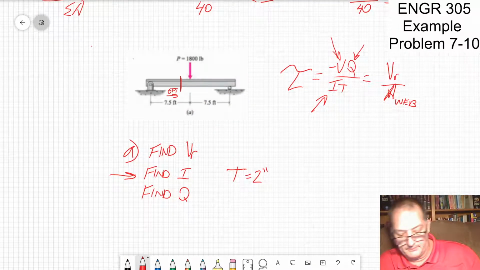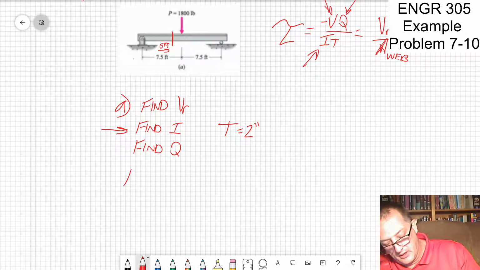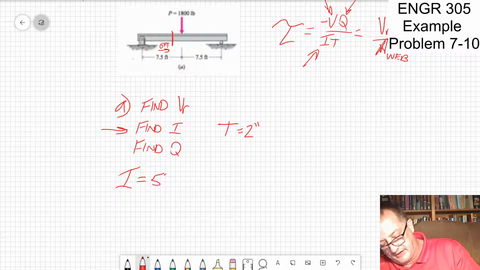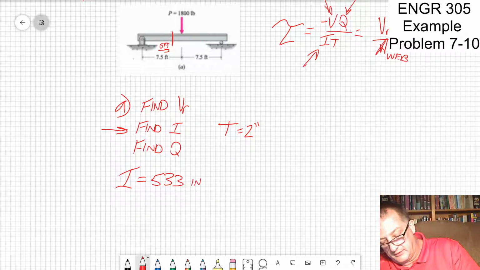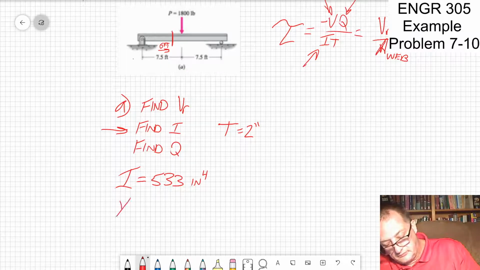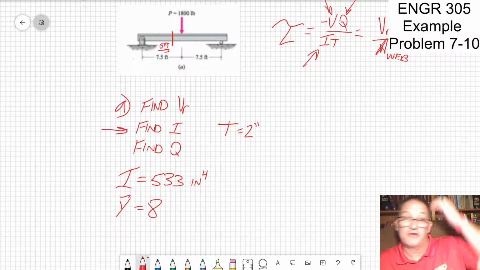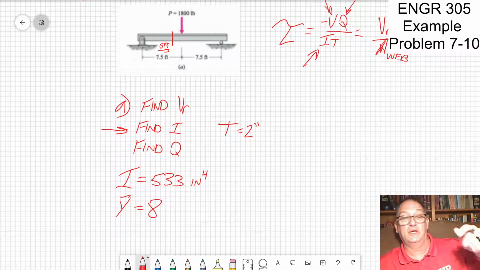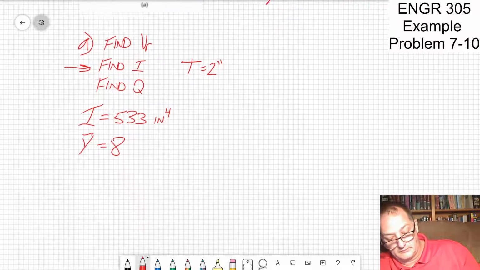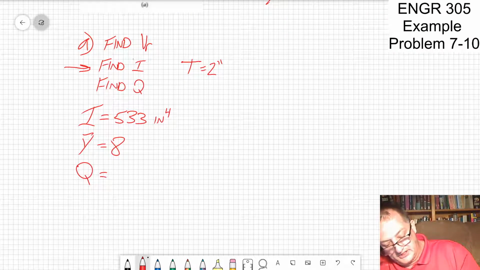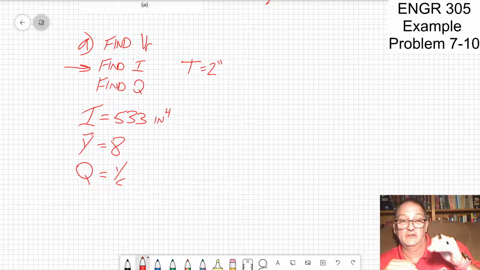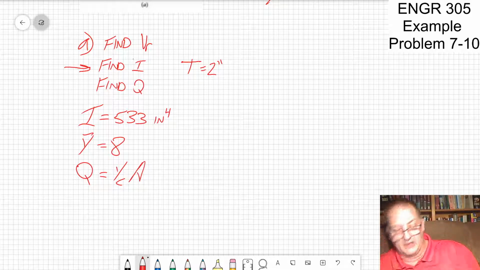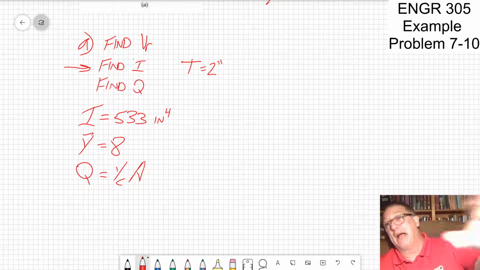So, as far as my tasks go, I is equal to 533 inches to the 4th. My y bar is equal to 8. So now we've got to find Q. Well, Q is equal to y, the height of the centroid of that area, times the area. That's if we cheat, and if you go back through the section.